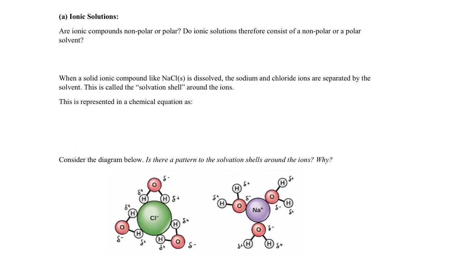All right, so let's go take a look at this first type of solution, ionic solutions. Now, are ionic compounds polar or are they nonpolar? So remember, an ionic compound is one that consists of a cation, that is usually a metal, and an anion, that is usually a nonmetal. So if you identify this as a polar substance, you're correct. It's definitely polar because we have two opposite charges here, two opposite poles, a positive one and a negative one.